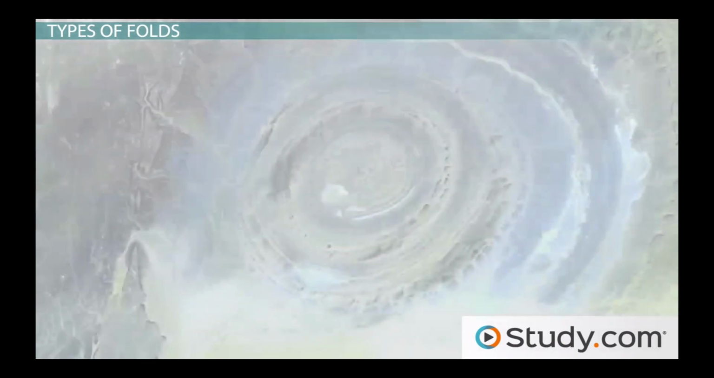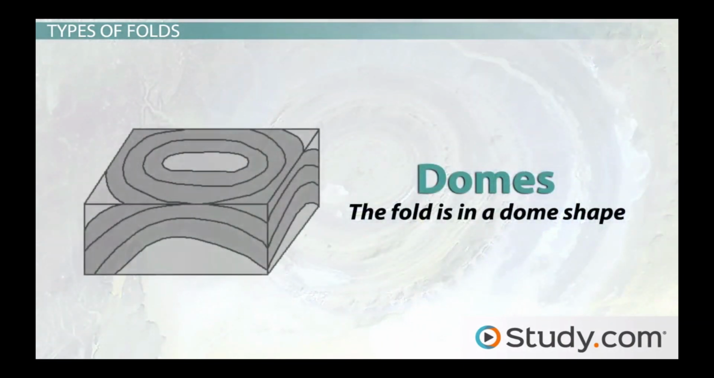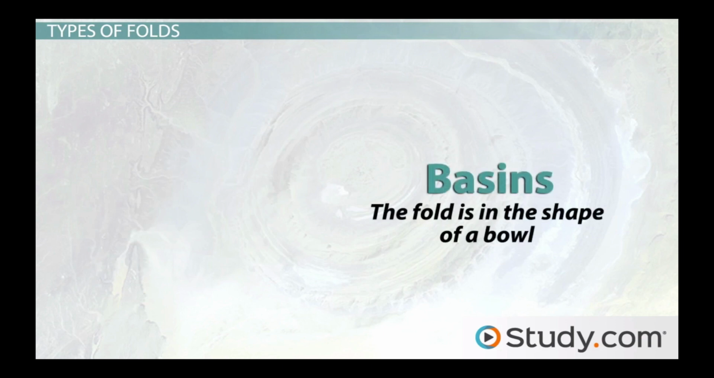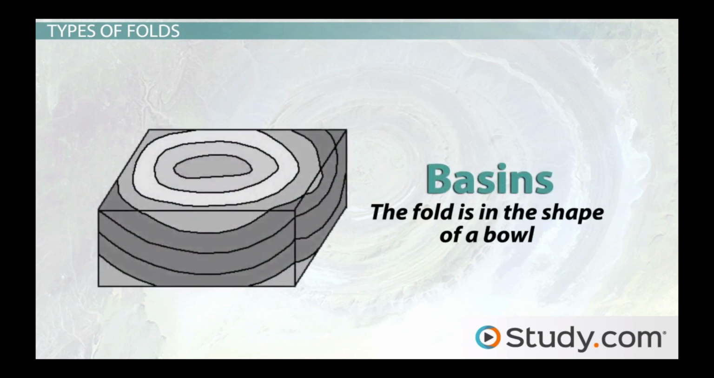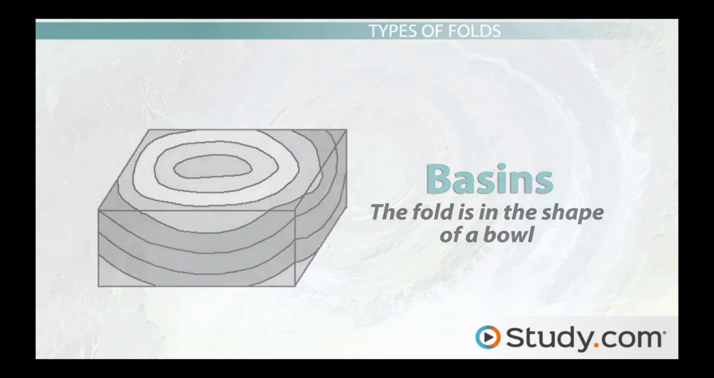We also have domes, which are like anticlines, but instead of an arch, the fold is in a dome shape, like an inverted bowl. Similarly, there are also basins, which are like synclines, but again, instead of a sinking arch, the fold is in a shape of a bowl, sinking down into the ground.